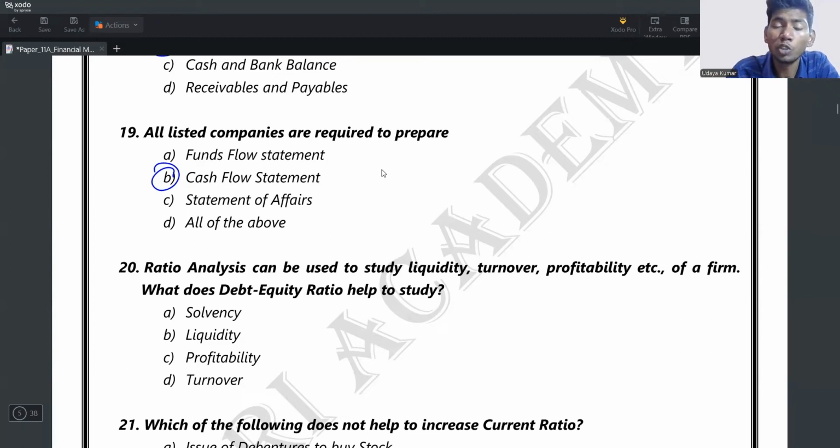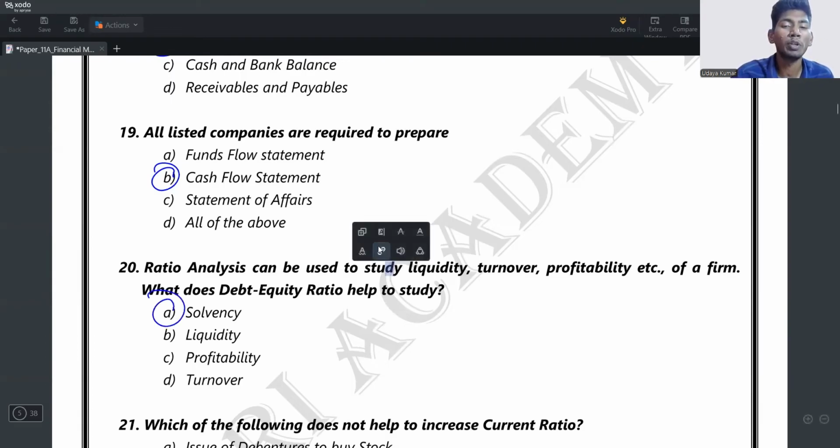Okay, moving to question number 20. Ratio analysis can be used to study liquidity, turnover, profitability, etc. of a firm. What does debt equity ratio help to study? So we have discussed all these things, right? Debt equity ratio measures the proportion of a company's debt to its equity, and is a key indicator of a company's solvency. Okay.